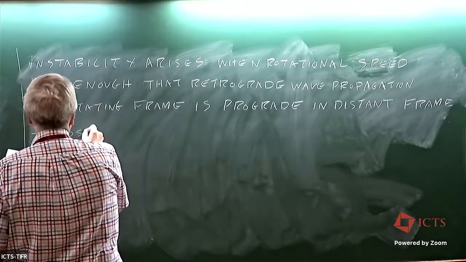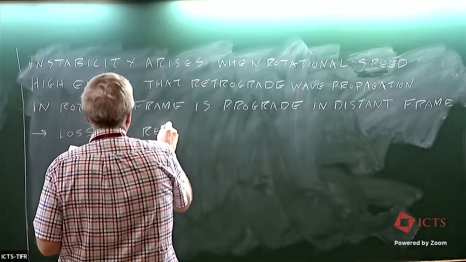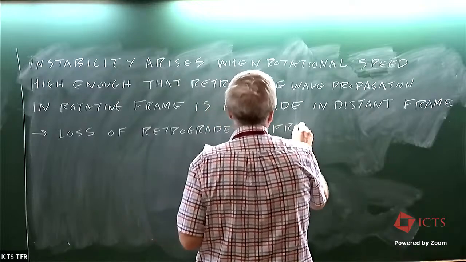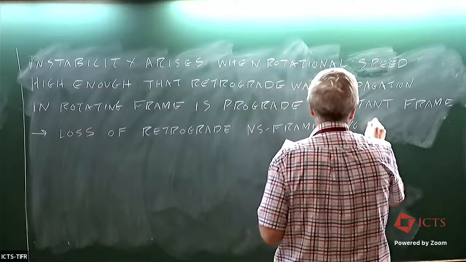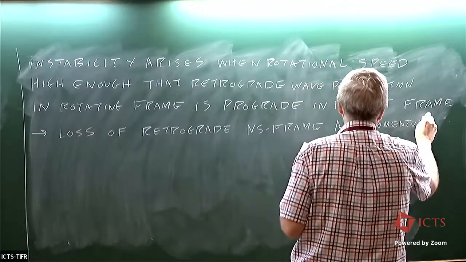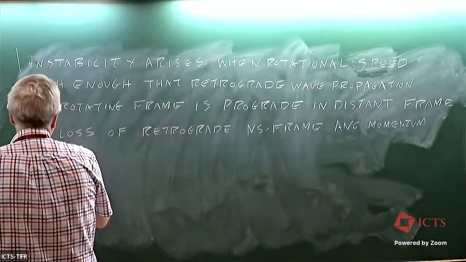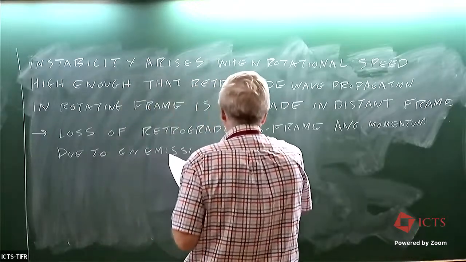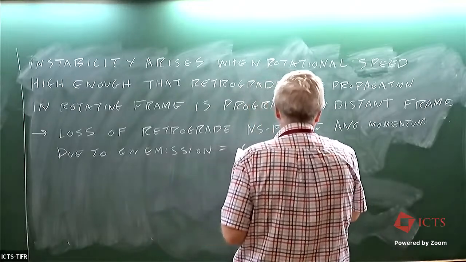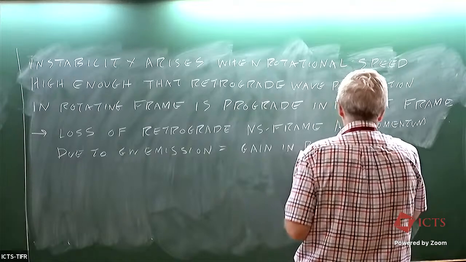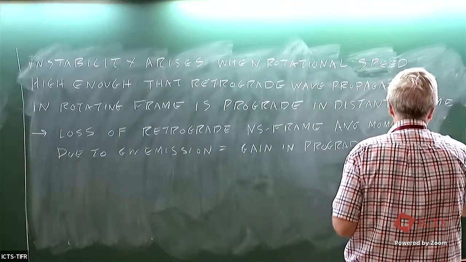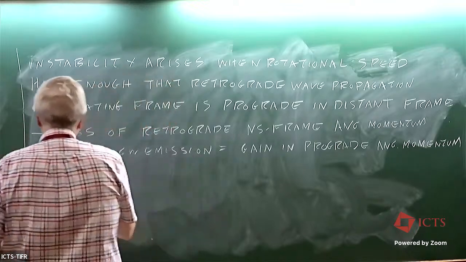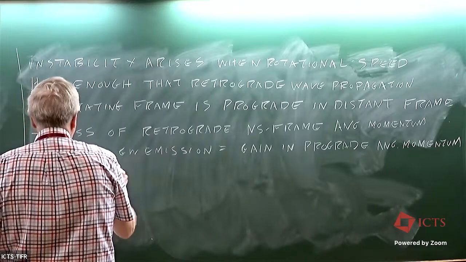And so a consequence of that is that if you have a loss of the retrograde neutron star frame angular momentum, because the gravitational waves emitted carry away angular momentum, then that change is actually a gain in the prograde angular momentum as seen by an inertial observer. It's a very non-intuitive effect. It's thought to be real, and it leads to an unstable amplification.